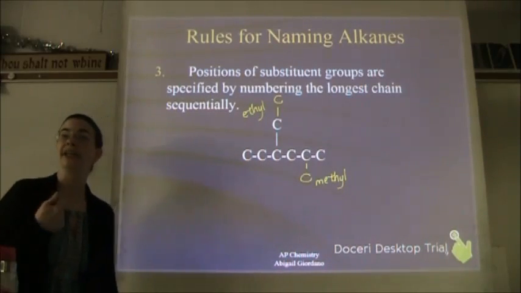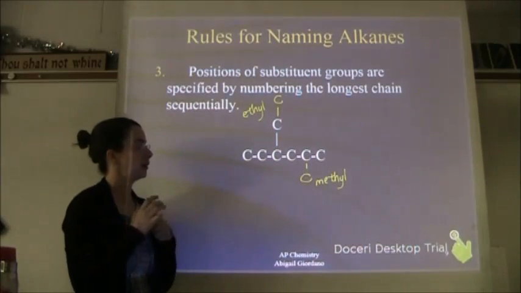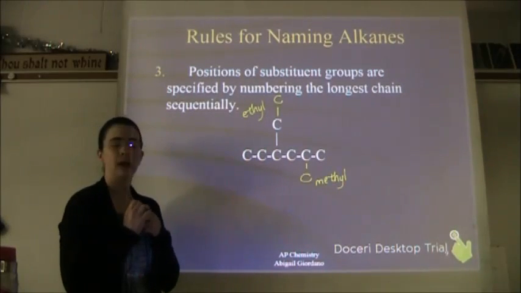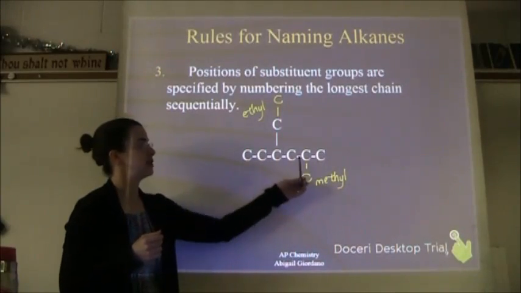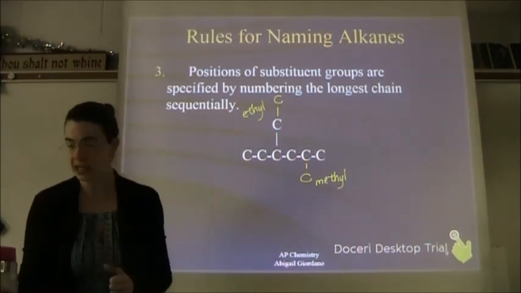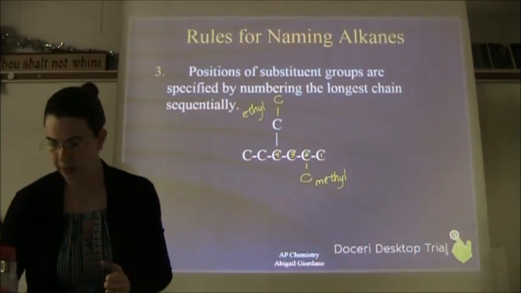Let's decide how to number this chain. Should I number from left to right or right to left? Why? Yeah, numbering from right to left is going to give me collectively lower numbers. So 1, 2, 3, 4.